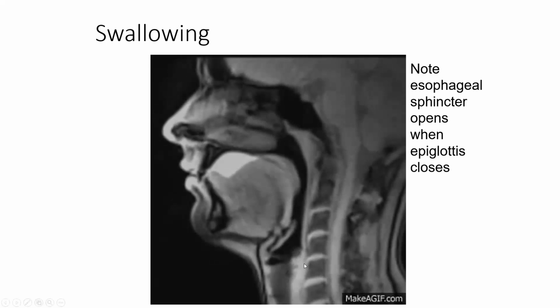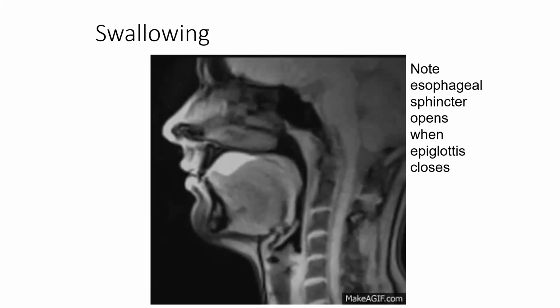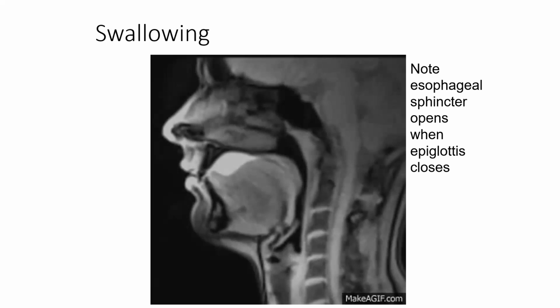And then the esophagus will close again, because the esophagus stays as a flat tube. It only opens up when food comes through it. The airway is flat. The trachea is flat on its backside to accommodate the esophagus. It's only when the esophagus has something in it that it enlarges.